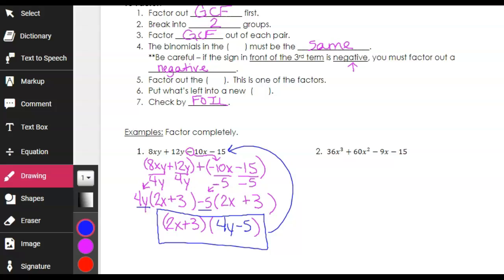Okay, so let's look at number 2. First step, factor out a GCF if there is one. So 36, 60, negative 9, and negative 15 are all divisible by something other than 1. What are they divisible by? They're all divisible by 3. So I'm going to take out a 3.